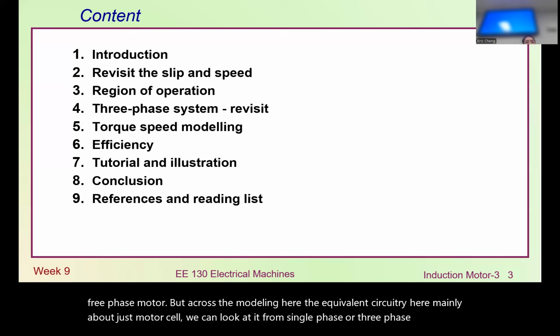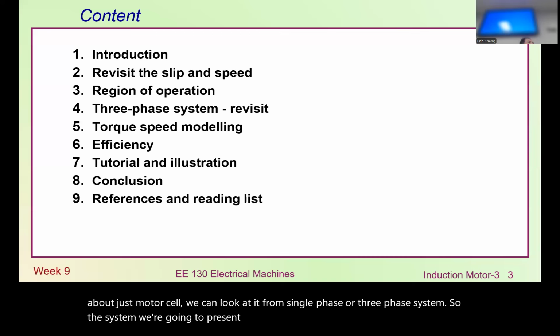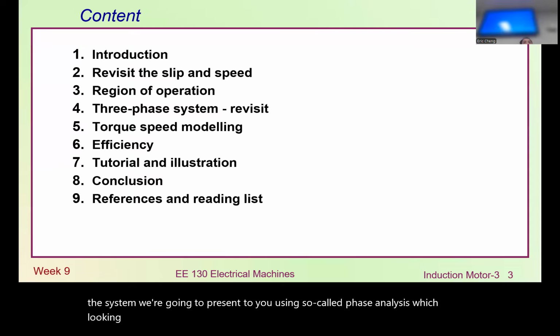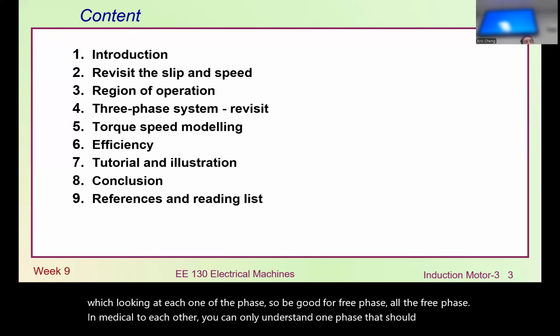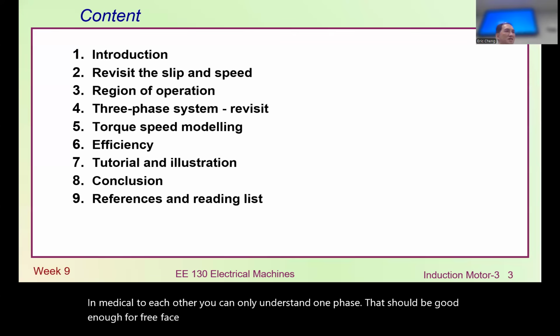So the system we're going to present to you uses the so-called per-phase analysis, which is looking at each one of the phases. Because in a three-phase system all three phases are symmetrical to each other, we only need to understand one phase. That should be good enough. For the three-phase system, we just multiply by 3, I mean, for the 3 phases.